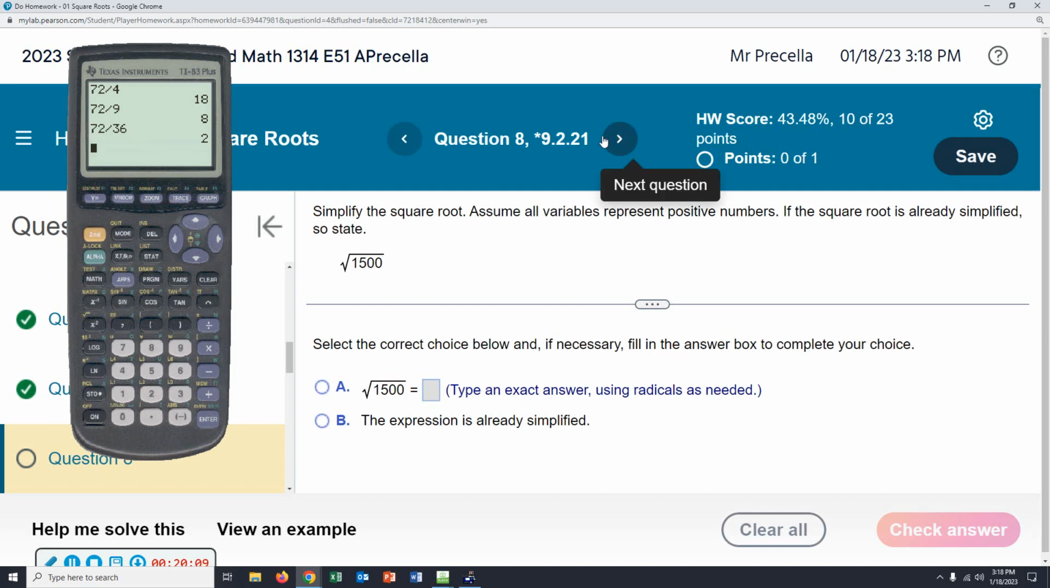Number 8, square root of 1,500. If y'all got it, what's the largest perfect square that divides evenly into 1,500? It's sort of obvious. I think I heard it. I could hear it. 100. 100 times. Oh, wait.